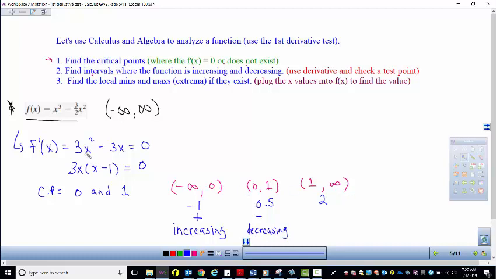And then if I put 2 in here, 2 squared is 4, so that's 12 minus 6, so that's going to give me another positive value. So that means my derivative is positive, my function is increasing.